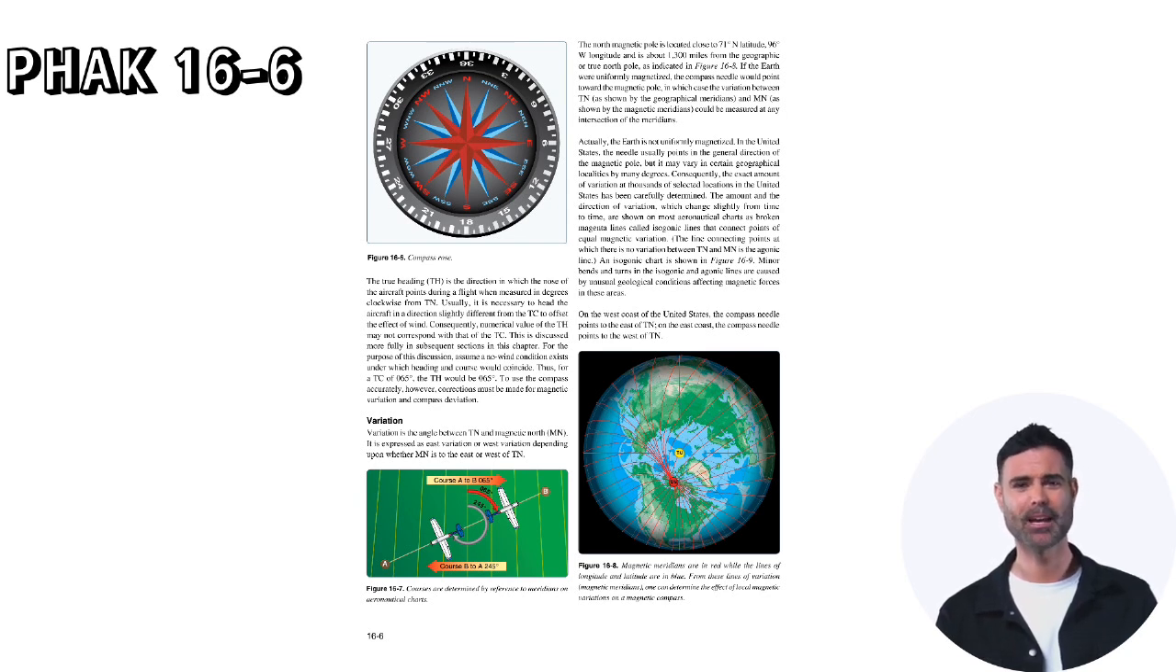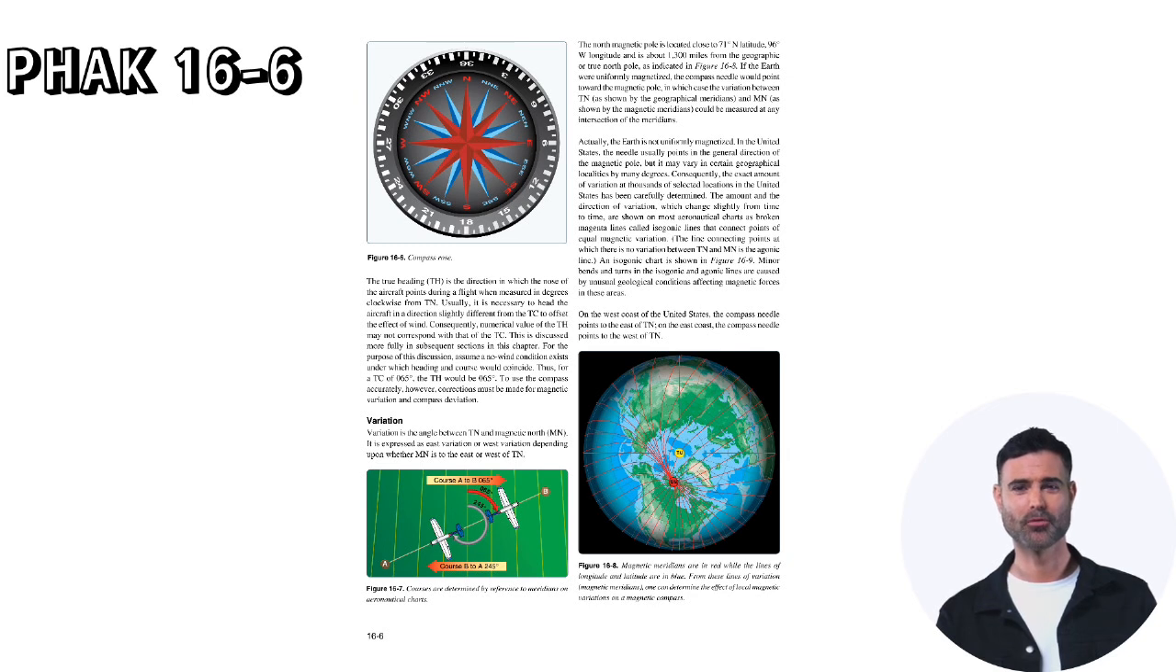To use the compass accurately, however, corrections must be made for magnetic variation and compass deviation. Variation is the angle between TN and magnetic north, MN. It is expressed as east variation or west variation, depending upon whether MN is to the east or west of TN. The North Magnetic Pole is located close to 71 degrees north latitude, 96 degrees west longitude, and is about 1,300 miles from the geographic or true North Pole, as indicated in Figure 16.8.